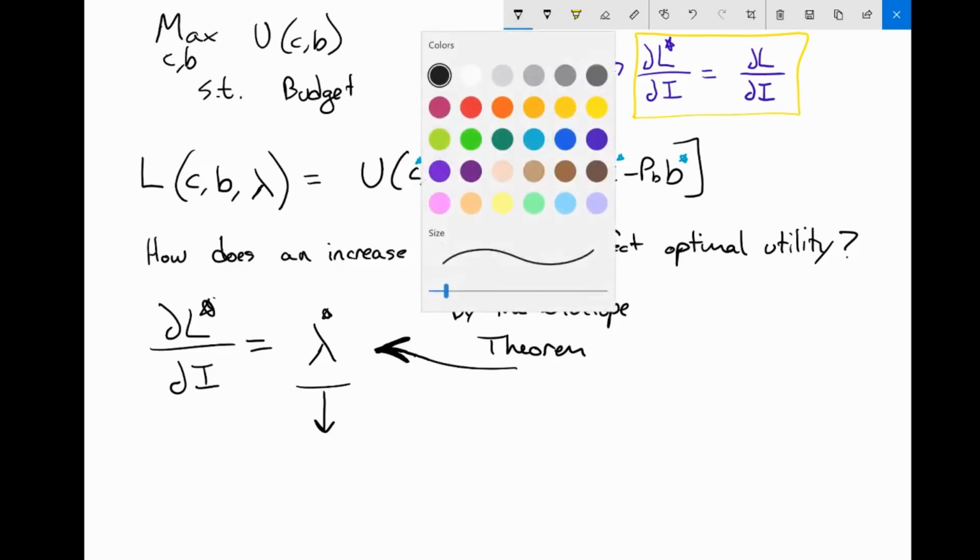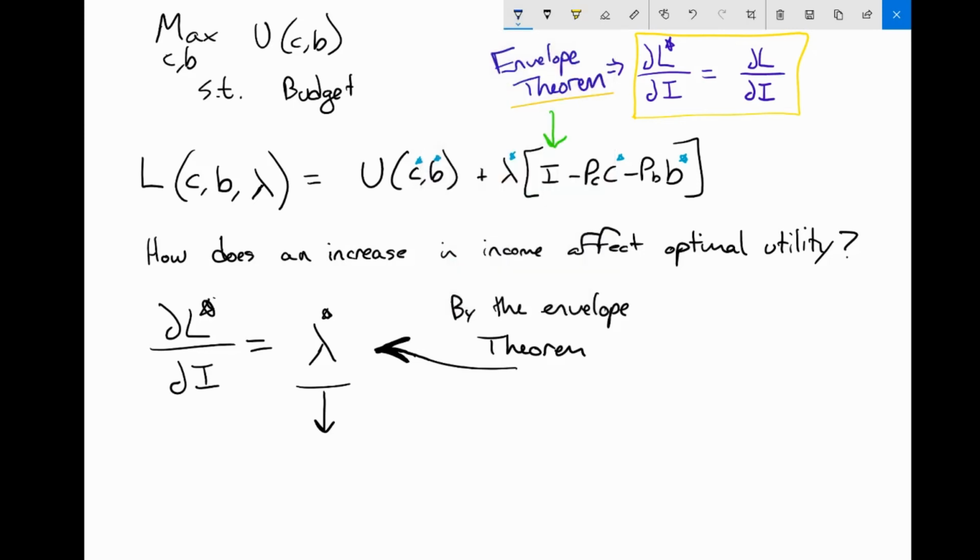That means this is going to have some interesting economic intuition. What does lambda stand for? Well, we can intuit the economic meaning of this variable lambda. Why? Because how does a change in income affect overall utility? Well, it changes it by lambda. So let's try to interpret this.